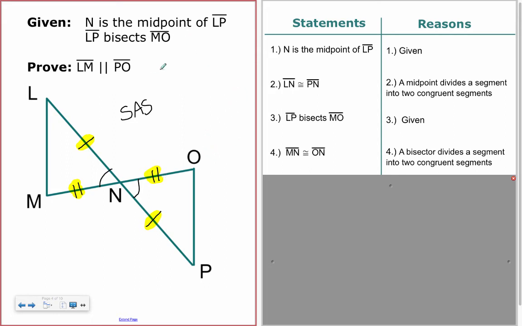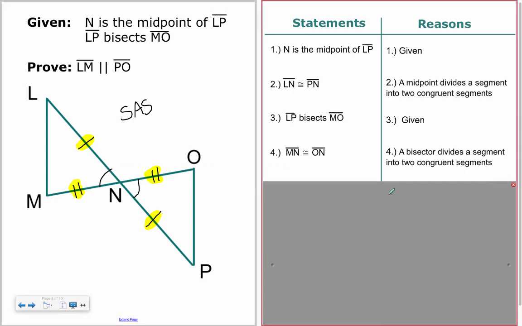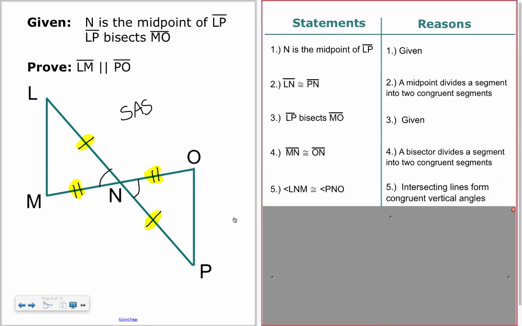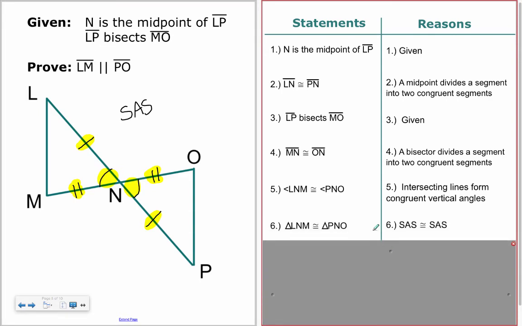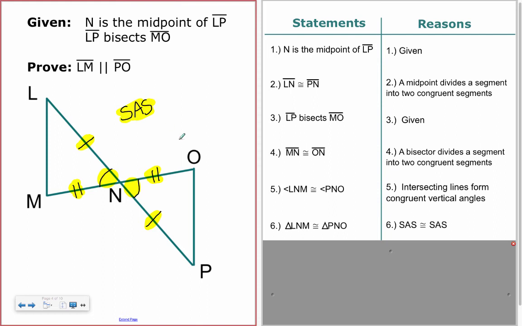Okay, at that point we were out of givens, but we realized that we had vertical angles right here. So we can go ahead and say that angle LNM is congruent to angle PNO, because intersecting lines form congruent vertical angles. At that point, we had enough information to go ahead and prove the triangles congruent by side, angle, side. So triangle LNM is congruent to triangle PNO by the side, angle, side method.